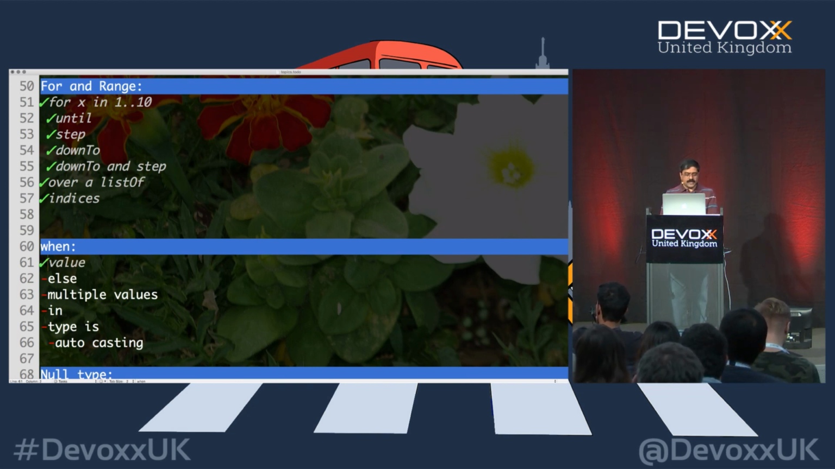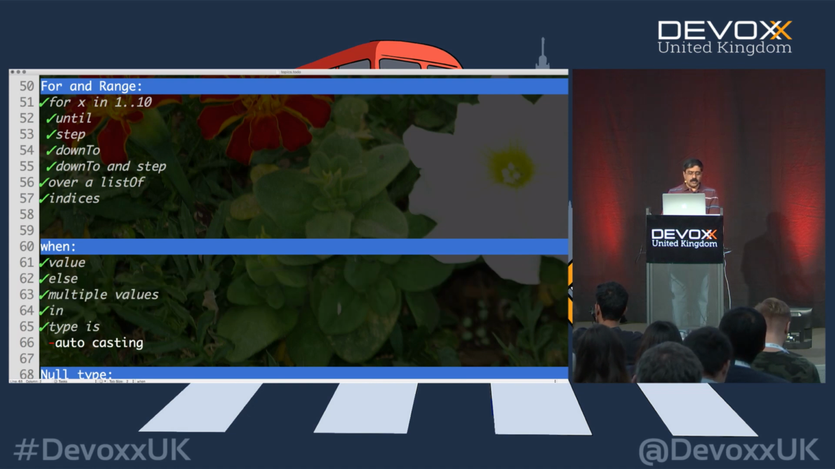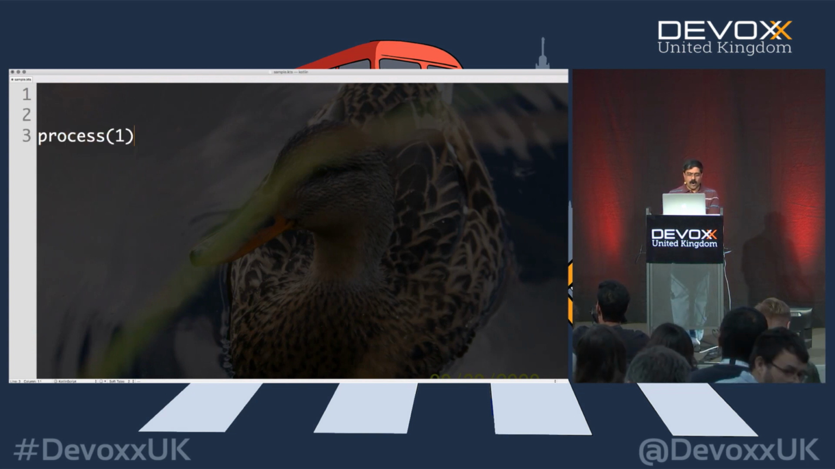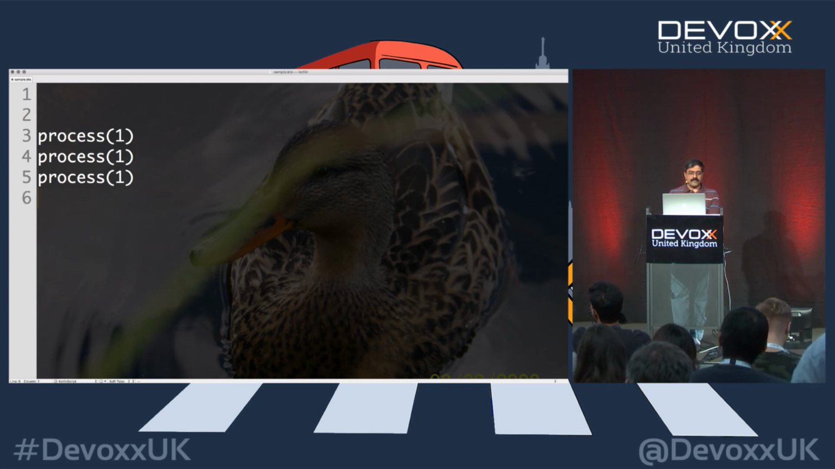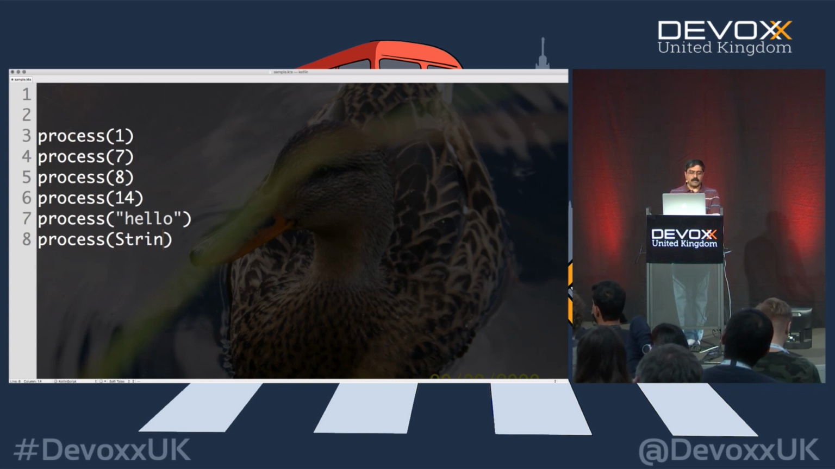Like I said, when is something I really like a lot because it is amazingly fluent. So to understand this, let's take a look at a couple of different examples. Let's call a process right here, and we'll pass a 1, but let's also pass a few other things. Let's say process 1, process 7, process 8, let's provide a 14, let's send a hello right here, and then let's also send something as bizarre as simply a string builder.